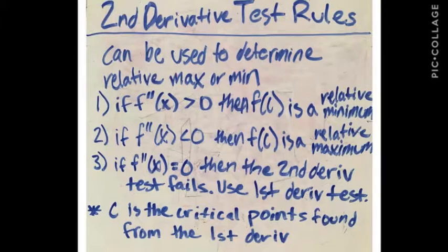Second derivative test rules can be used to determine relative maximum or minimum. If the second derivative of x is greater than 0, then f of c is a relative minimum. If the second derivative of x is less than 0, then f of c is a relative maximum. If the second derivative of x equals 0, then the second derivative test fails and you should use the first derivative test. C is the critical points found from the first derivative.